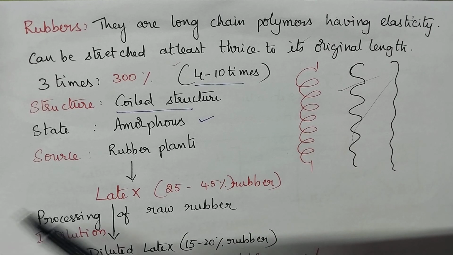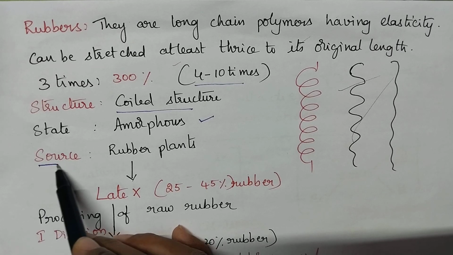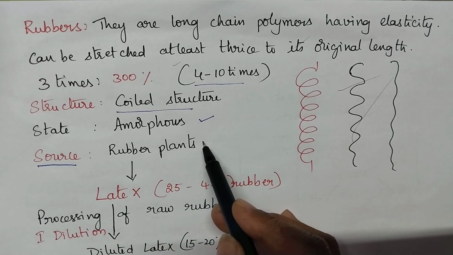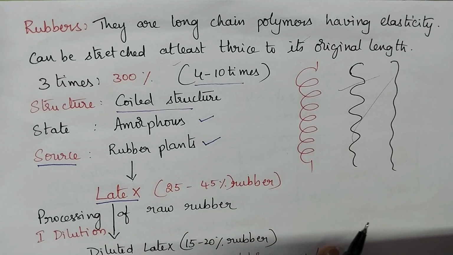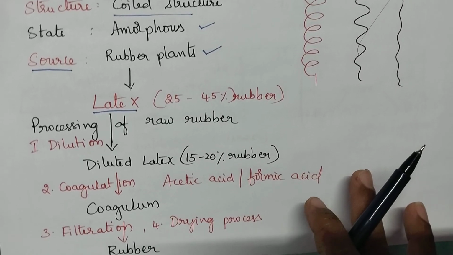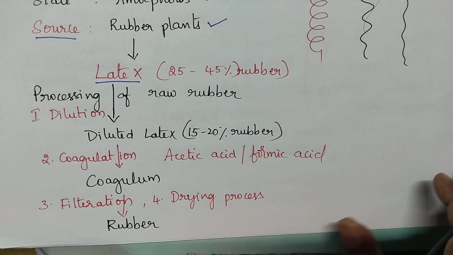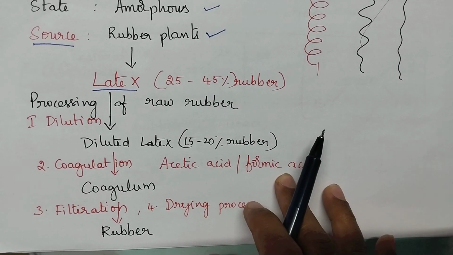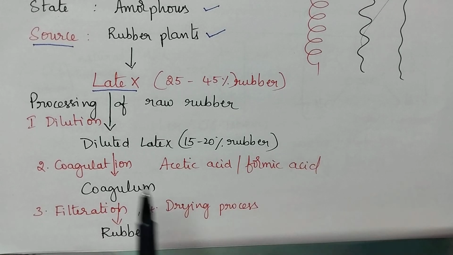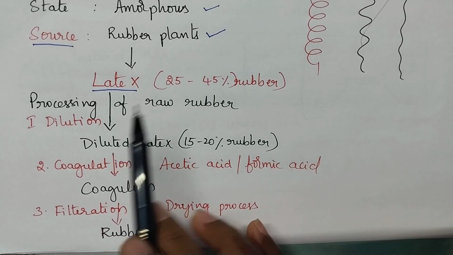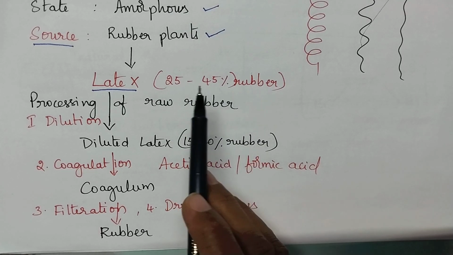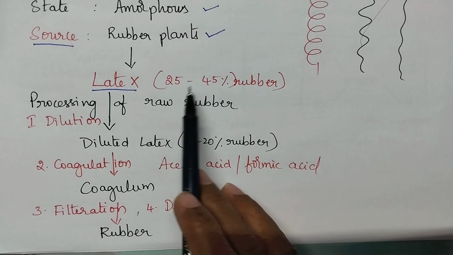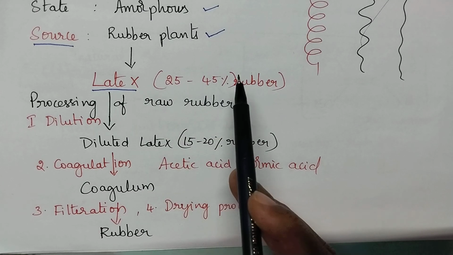And from where can these rubber molecules be obtained? Coming to the sources of rubber, rubber can be obtained from rubber plants in the form of latex. So rubber is obtained from rubber plants in the form of latex. Generally, latex contains 25 to 45% of rubber. So, this latex is always associated with so many impurities.